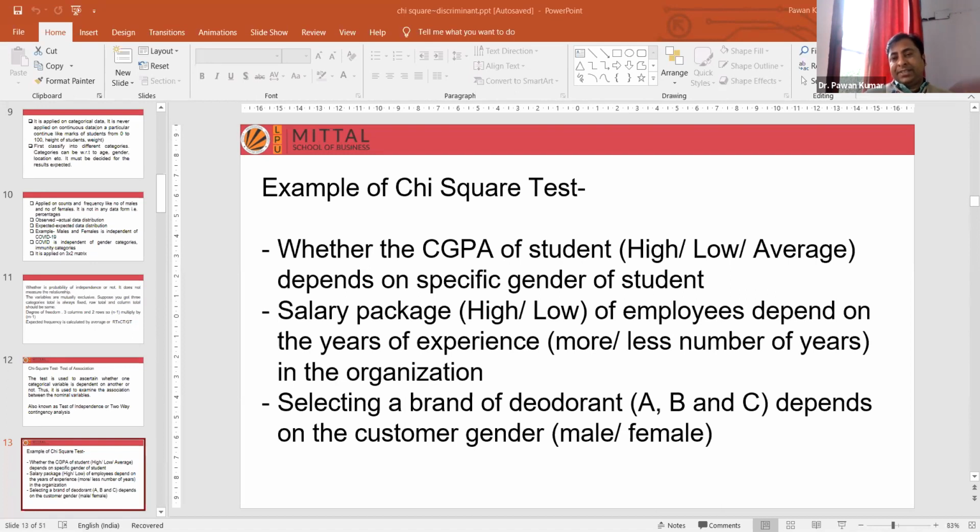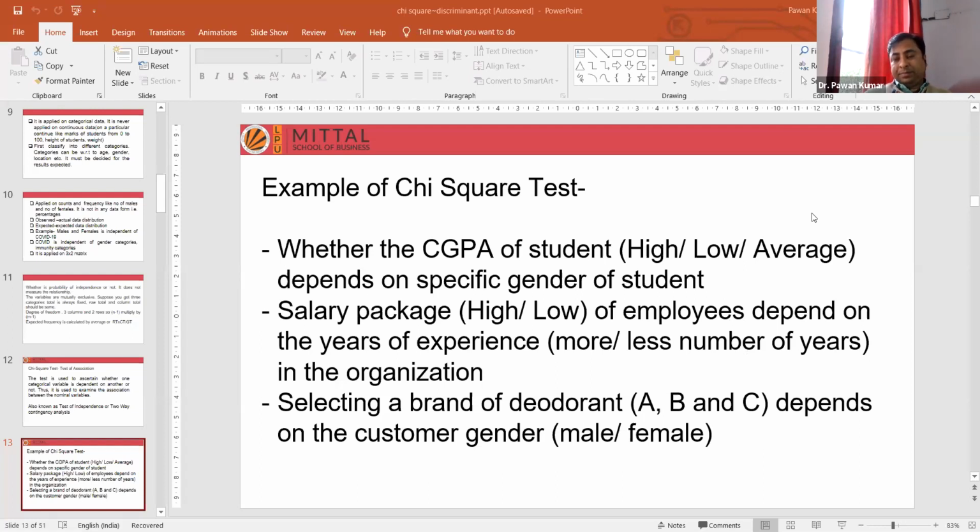Can you please write in the chat box whether these examples are convenient to you, and make you understand the relevance of the chi-square test and what the application of the chi-square test is? Can you please write in the chat box? Is that clear to you now?